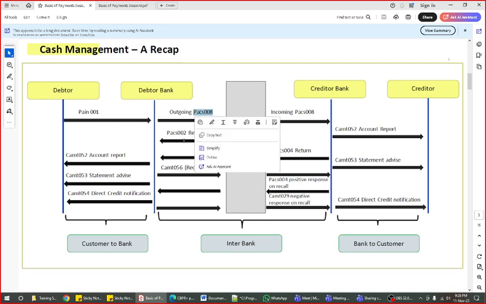So what is PACS now? It's called payment clearing and settlement. Payment clearing and settlement is called PACS. So don't worry about all this. I am going to explain all these parts in detail in a coming session, not for today.